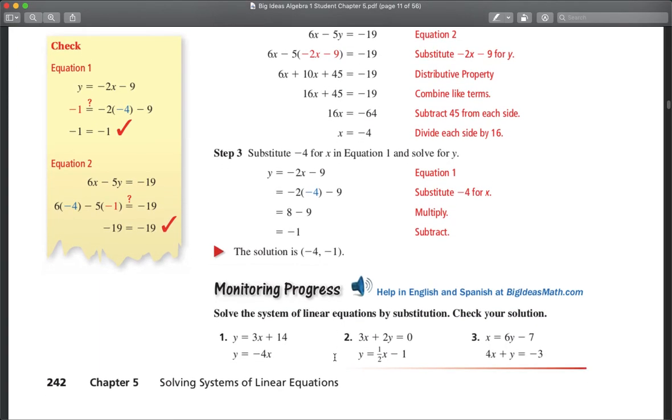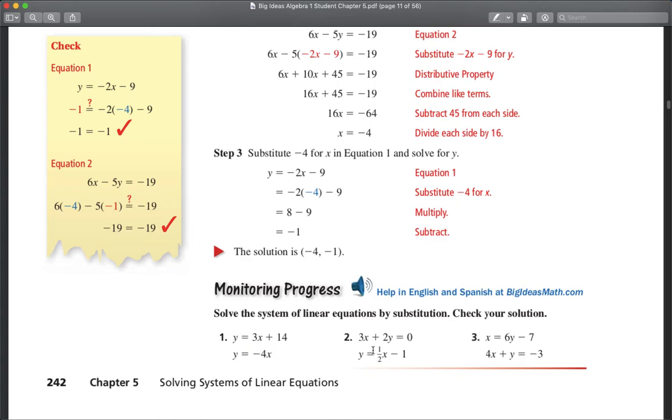Now what I want you to do for homework is solve a system of linear equations by substitution. Let's take a look at this first example. Here you were told to solve for one of the variables, and they're both already solved for y. So since this says y equals negative 4x, I can literally replace this y with negative 4x. Plugging that in, I get negative 4x equals 3x plus 14, and then I solve for x and substitute x back in.